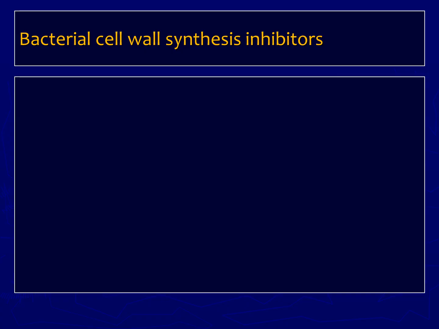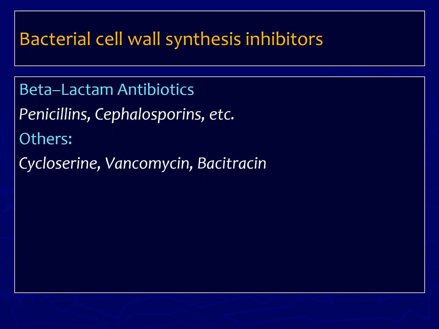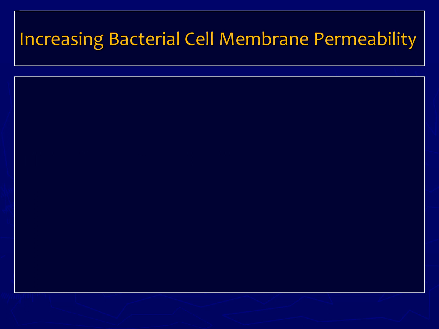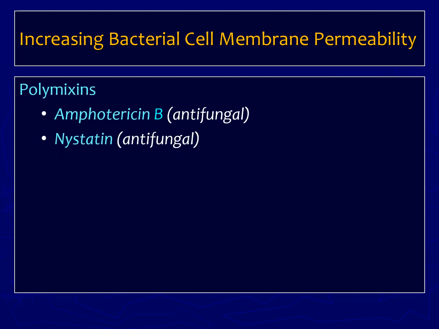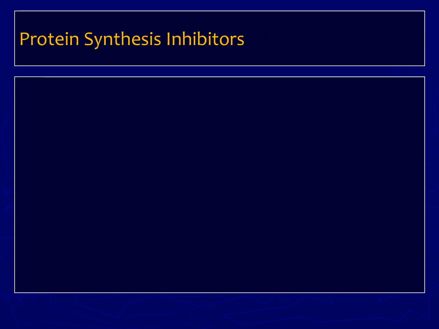Now, first, bacterial cell wall synthesis inhibitors. As I told you, beta-lactam antibiotics, penicillin, cephalosporin, and other non-beta-lactam antibiotics, but they inhibit the cell wall synthesis: cycloserine, vancomycin, bacitracin. Increasing the bacterial cell membrane permeability: polymyxins, including amphotericin B, which is actually antifungal, nystatin, that is also antifungal, and isoniazid, which is actually an antitubercular.